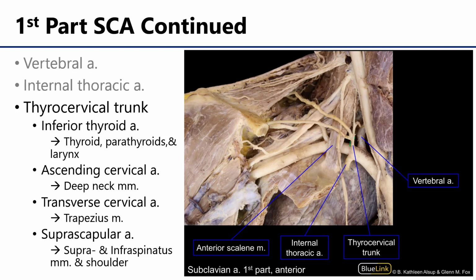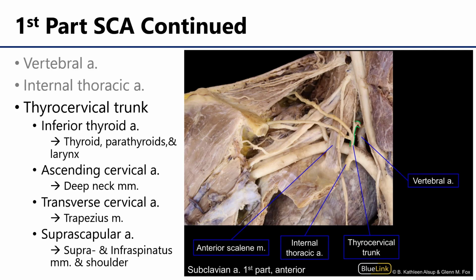So I'm outlining the trunk there. This first branch is the inferior thyroid artery. The inferior thyroid artery is going to be a blood supply to the thyroid. It's also going to be the principal blood supply to the parathyroid glands, located posterior to the lobes of the thyroid gland. And it's going to give off the inferior laryngeal artery, which will ascend in the tracheoesophageal groove up to the larynx. It will be accompanied by the recurrent laryngeal nerve, as we'll see.